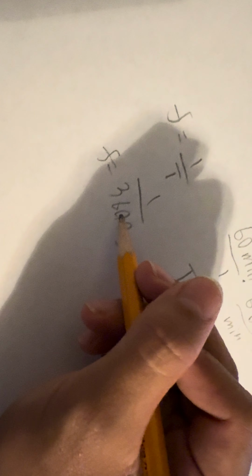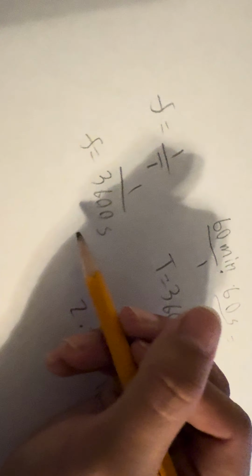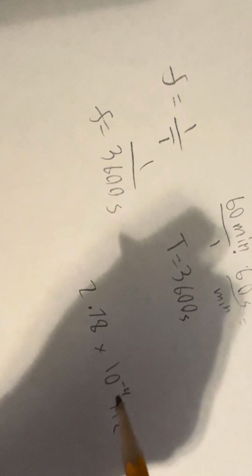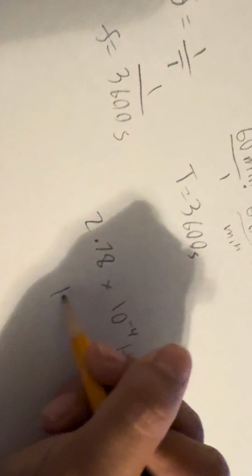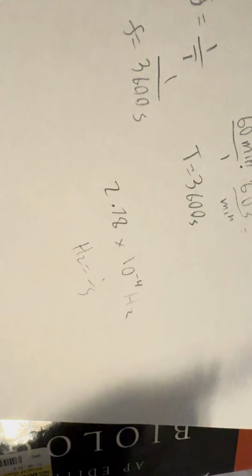Now, how do we know that this is hertz? Well, if we look back over here in our frequency equation, we could see that we have 1 over 3,600, which is going to give us this number, and we have 1 over seconds. Well, 1 over seconds is basically what hertz is, because hertz is just 1 over seconds. So we know our unit for frequency is going to be hertz.